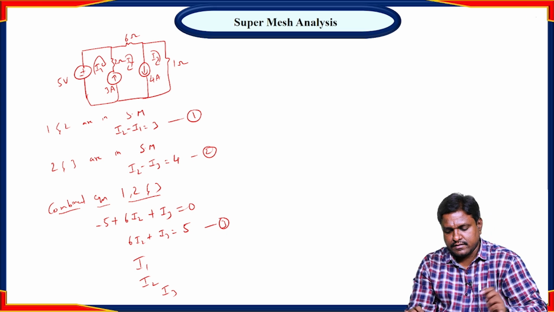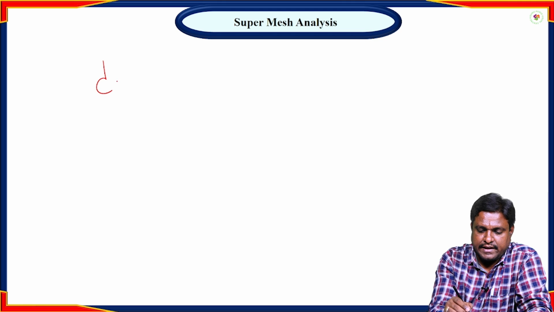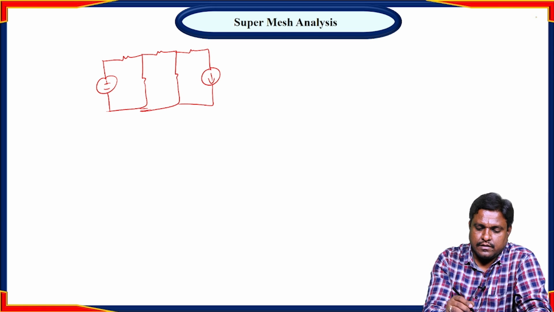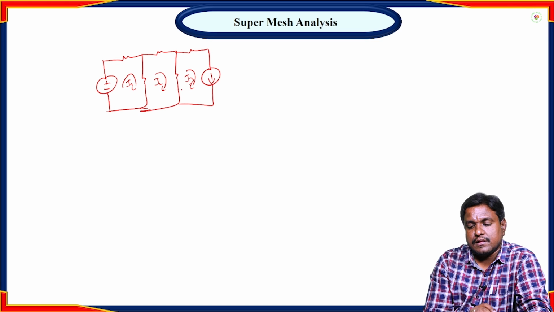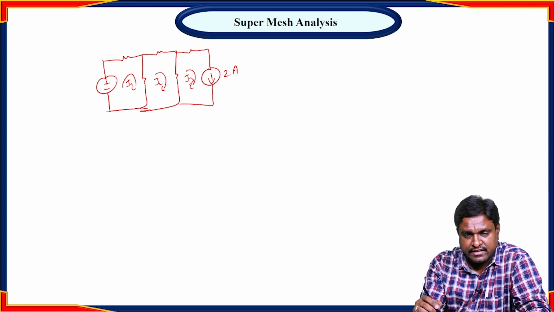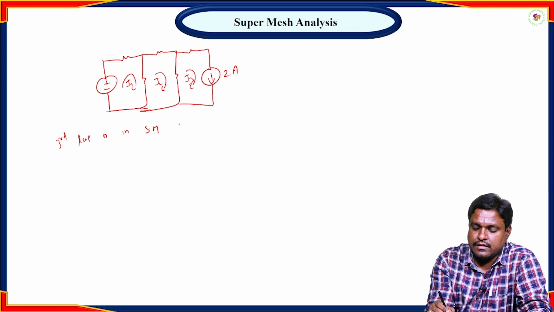The third case is when there is a current source only in the particular loop. Say this is the case. We have a current source only in the particular loop. So this is the loop current I1, loop current I2 and the loop current I3. So this is some 2 amperes. So directly I can say that as there is a current source only for the third loop, the third loop is under super mesh condition.